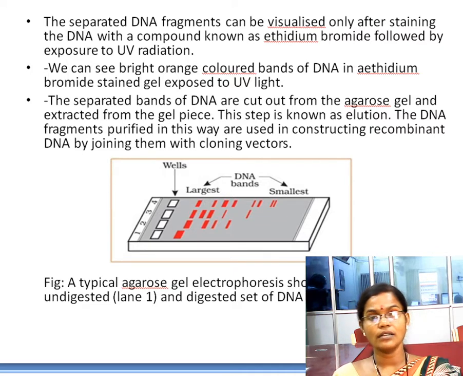And then we can prepare the agarose gel by adding the agar powder inside the distilled water. Then we have to cool that agarose gel. Then we have to take the buffer tray and fix that tray inside the buffer solution. And we have to pour the agarose gel in that.